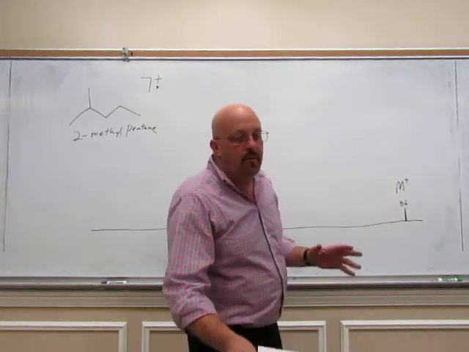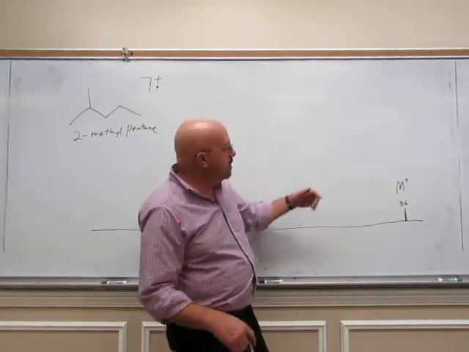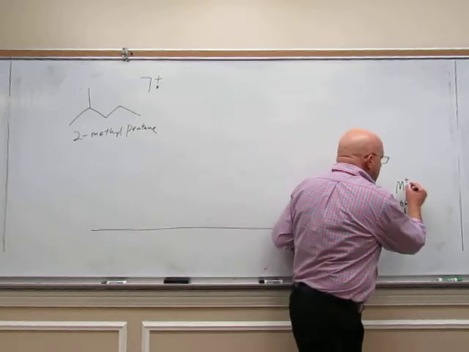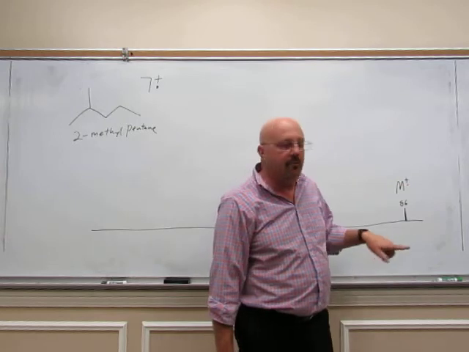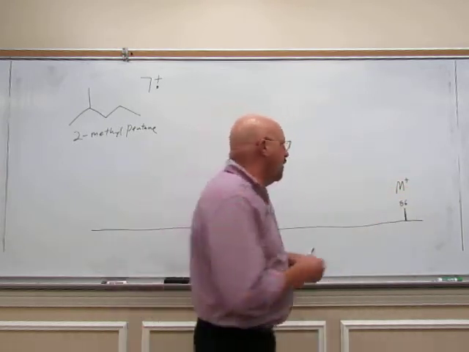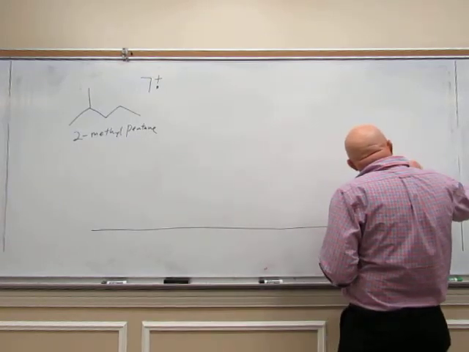Now, I know this is weird, but most people just show it with a capital M and a plus charge. Technically, it's a radical cation, but most people don't bother showing the radical. They just show it as a cation. So that's our molecular ion or our parent ion.